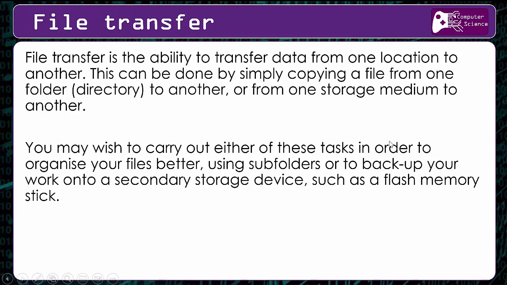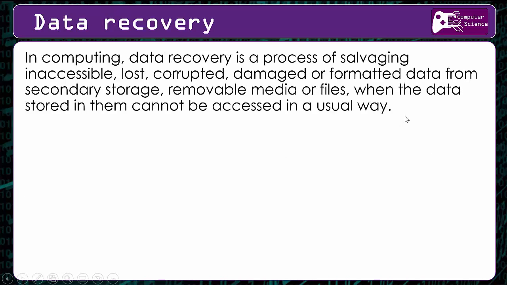File transfer gives you the ability to transfer data from one location to another. It can be simply copying a file from one folder to another, or from maybe your hard drive onto an external USB stick. Data recovery. This is the process of salvaging previously inaccessible, lost, corrupted or damaged data from a secondary storage device such as your hard drive or a USB memory stick. So if your data is corrupted, data recovery tries to uncorrupt it, tries to fix that data.